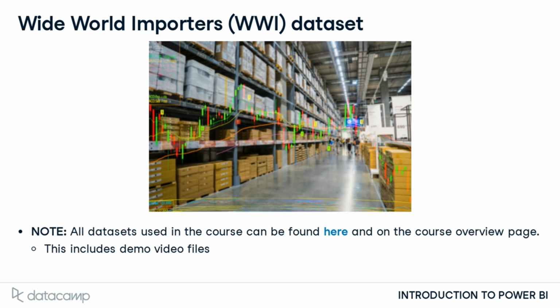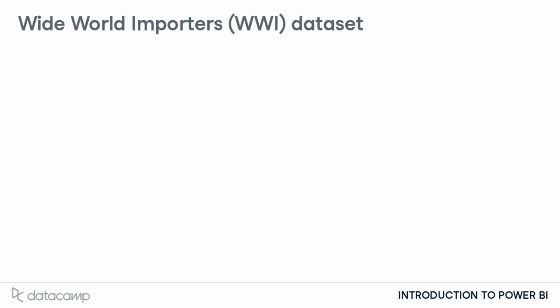In this chapter, we'll be using data from a fictional company called Wide World Importers, a wholesale novelty goods importer and distributor operating from San Francisco. Wide World Importers has provided several data files, typical when dealing with real-life data.